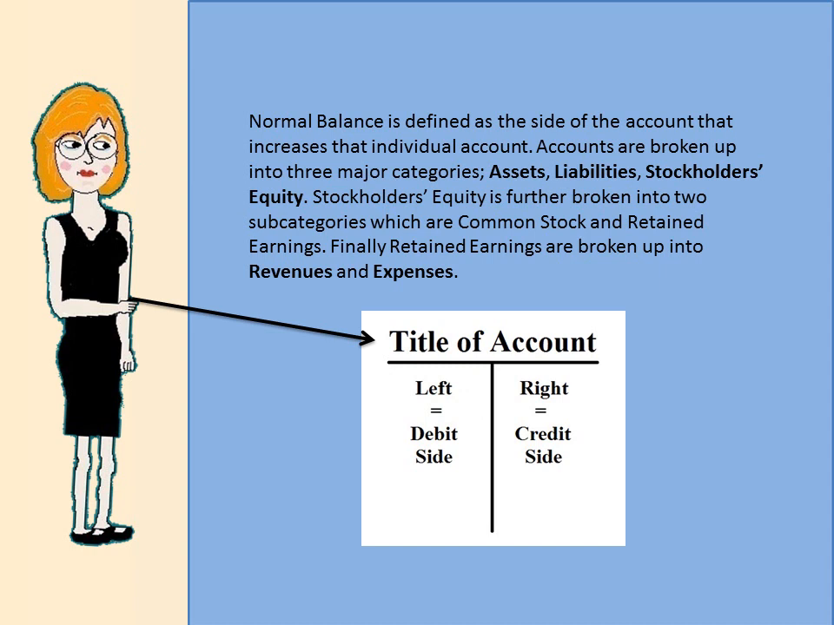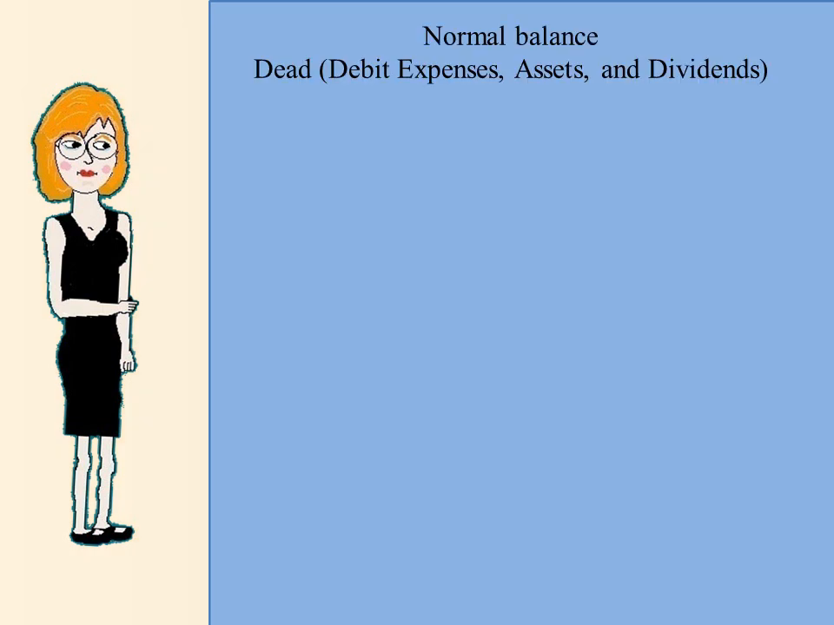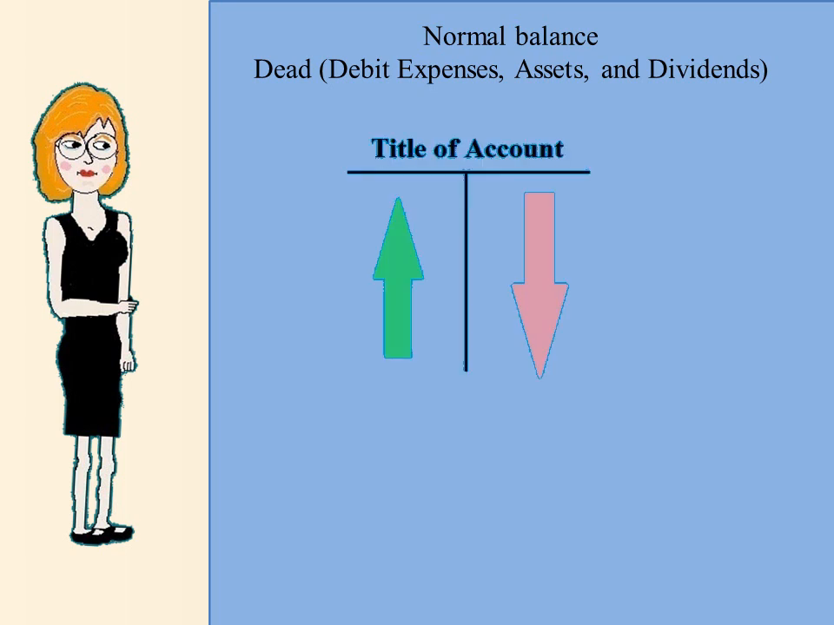We will be looking at a mnemonic called DEAD CLIC, which will help you to memorize whether the left side or the right side increases an account, because debit does not mean increase and credit does not mean decrease in the field of accounting. Let's start with debit. Normal balances: DEAD, which is debit: expenses, assets, and dividends.